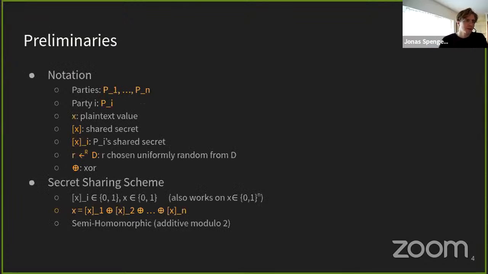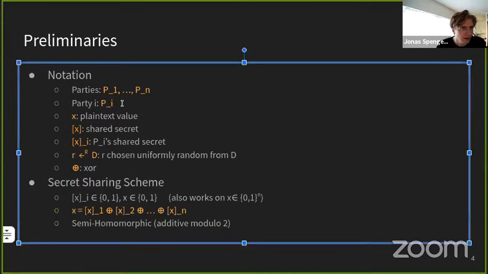These are just some of the notation that I'm using in this presentation. So we'll write something like P_i to signify the party with index i. When I write x like that, it's a plaintext value, and x with these brackets around it is the secret shared value of x. And when we have x_i, it signifies party i's share of the secret. Continuing, we have here just a way of sampling a random element from some set of elements, and we also have the XOR symbol, which you'll see a lot in this presentation.